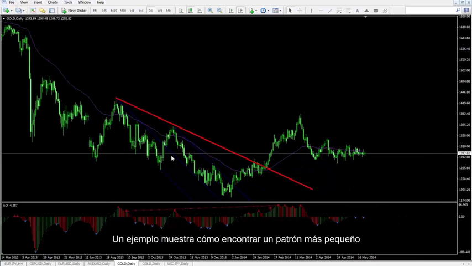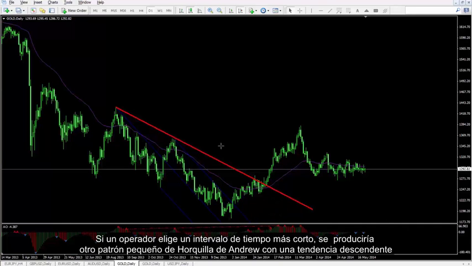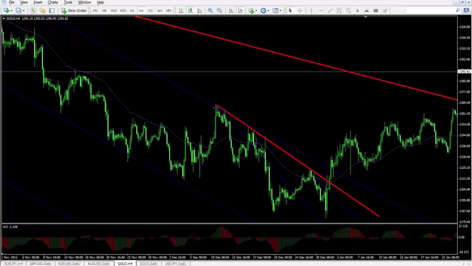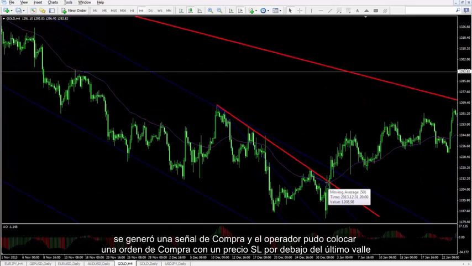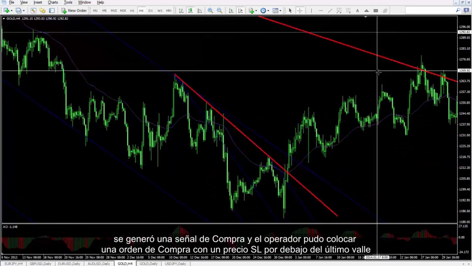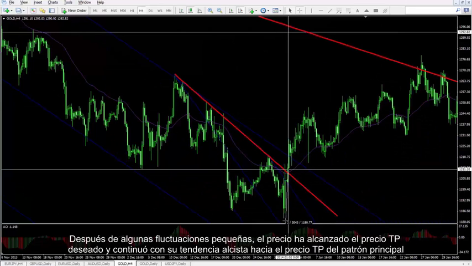An example shows how to find a smaller pattern. On a downtrend, a buy signal was produced. If a trader chooses a shorter time frame, there would be another small Andrew's pitchfork pattern with a downward trend. After the trigger line was crossed towards the top, a buy signal was generated and the trader could place a buy order with SL price under the last valley. After small fluctuations, price has reached the desired TP price and it continued its uptrend towards the TP price of the main pattern.